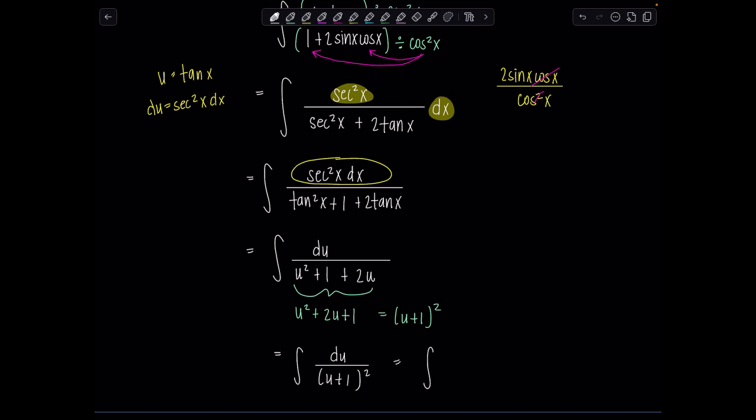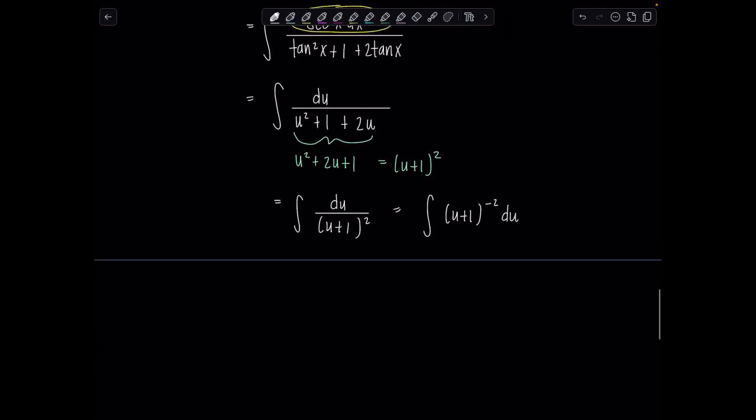To evaluate it, think of this as u plus 1 to the negative second du. You can add 1 to the exponent, divide by the new exponent, just apply your power rule for antiderivatives, plus c. Then clean it up, so I would write it as negative 1 over, and remember u was tangent x, plus 1, plus c.